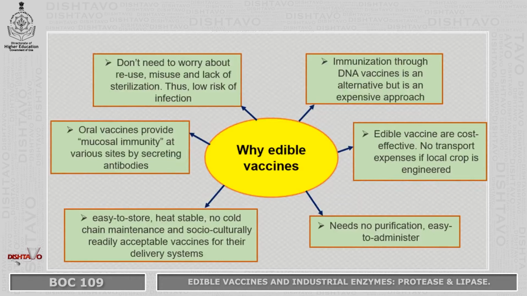Immunization through DNA vaccines is an alternative, but this approach is expensive. As I've already said, edible vaccines are cost effective, and the cost is reduced more if the transport cost is reduced when local crops are genetically engineered.